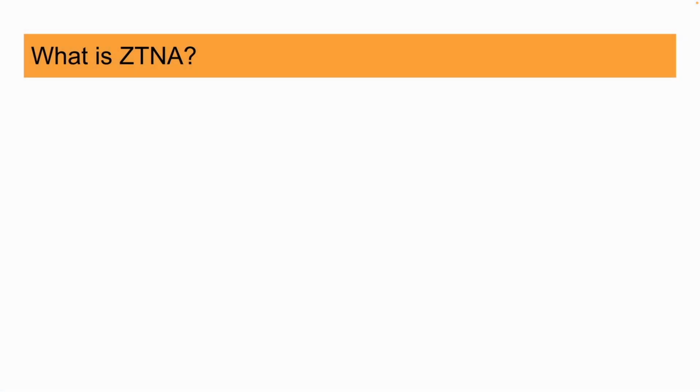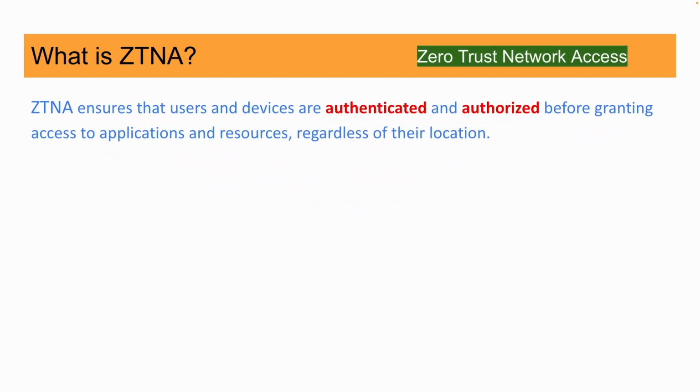Let's start with what is ZTNA. ZTNA stands for Zero Trust Network Access, which ensures that both users and devices are properly verified and approved before allowing access to any application or resources. Secondly, in ZTNA, user location does not matter. Users or devices can be located anywhere inside or outside the office network. Or we can say they can connect to applications remotely when working from home or through the corporate network when working from office without compromising security.